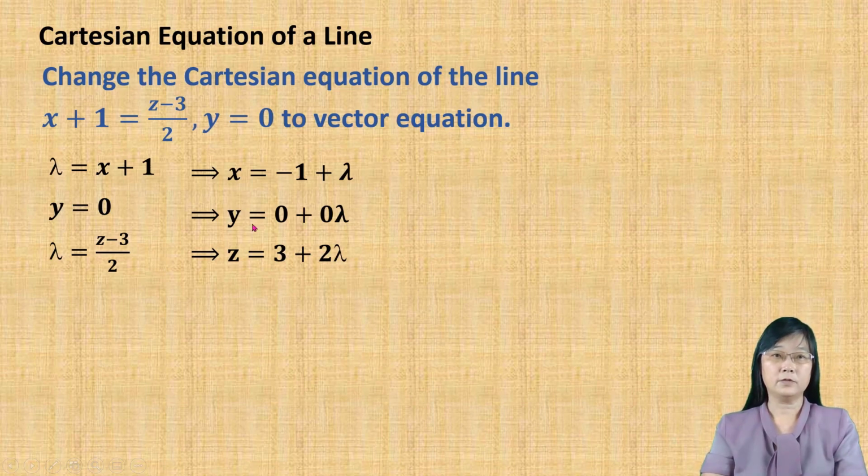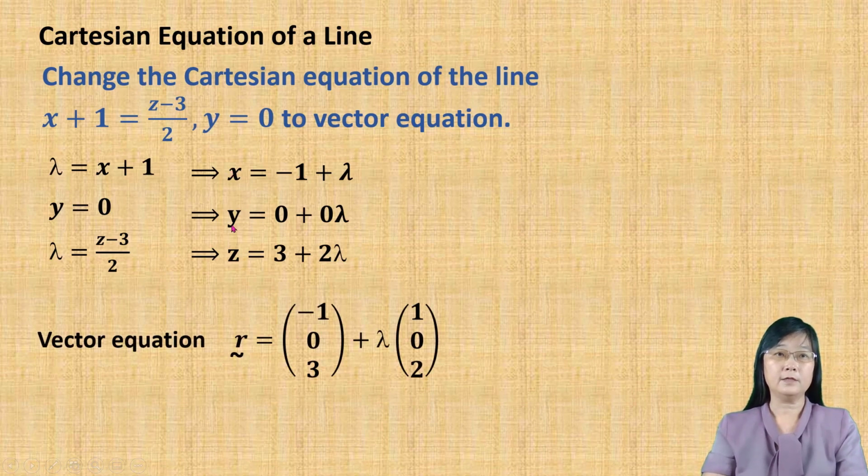Then I must make sure that all the constants are in front, then followed by the lambda. Then from here, I can write the vector equation. So x, y, z is the position vector of any point on the straight line. Then from the constants here, I will get the position vector of the fixed point. And from the coefficients of the lambda, I will get the direction vector of the straight line. So now I get the vector equation of the straight line.